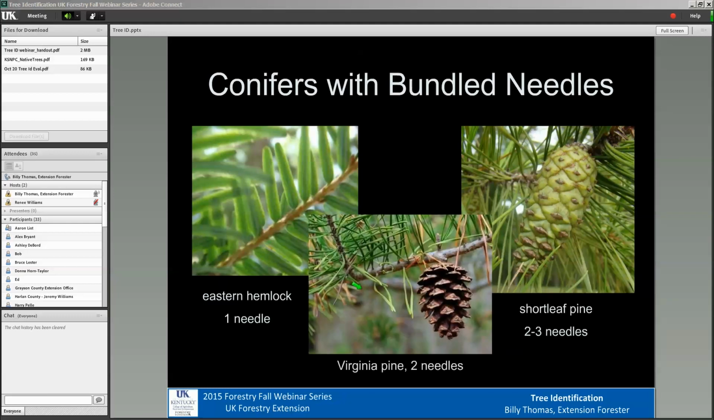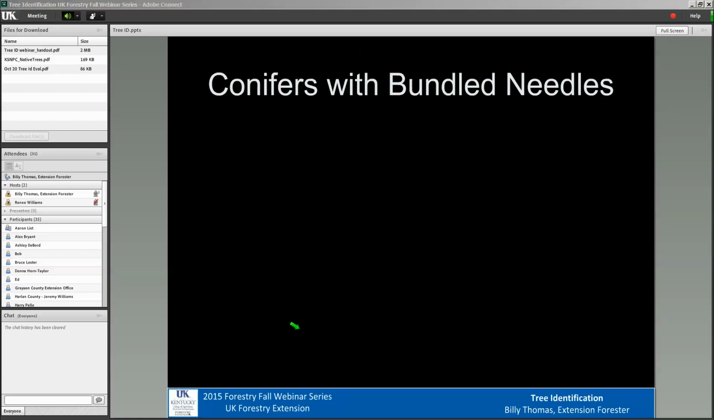And then the other one that is quite common throughout the state, but certainly a lot more so in eastern Kentucky, is the Virginia pine. It has short twisted needles of 2, so we've got 2 little needles there, and it will have cones that will persist through the year. So again, these are all just little characteristics that we can use to tell one of these trees from another.